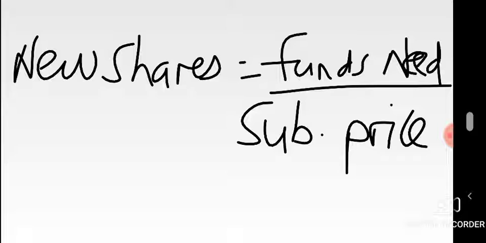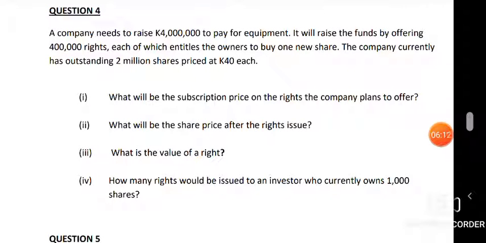So do we have new shares in the question? Let's go back to the statement to see how we get the new shares, and also the funds to be raised, which we also have to pick out from the question. Let's start with funds to be raised. Look at the question: the company needs to raise 4 million. They've given it away. The funds needed are 4 million, so we have that part of the formula already.